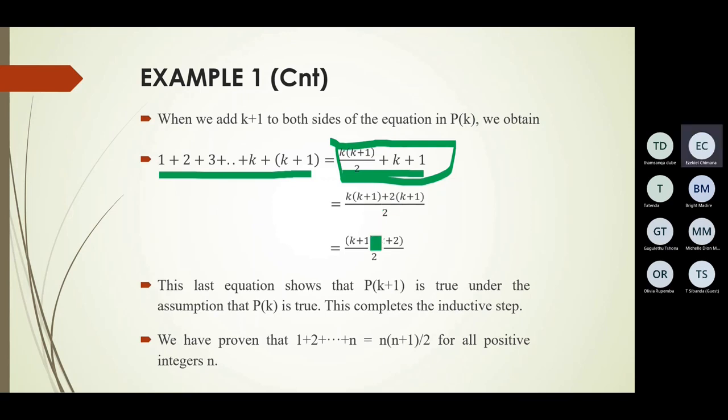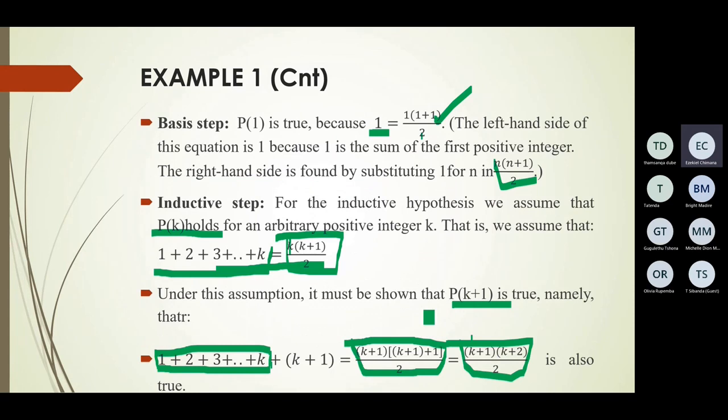So if we expand this and factorize, we get up to here where we have the k plus 1 times k plus 2 all over 2. So this last equation shows that P of k plus 1 is true under the assumption that P of k is true. So this completes the inductive step. Why? Because at this step we've got a k plus 1 and a k plus 2 here. So we have actually taken the left hand side and we prove that it is equal to the right hand side, this expression that we have here.